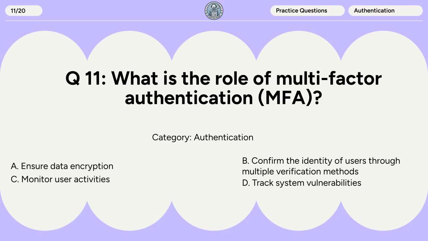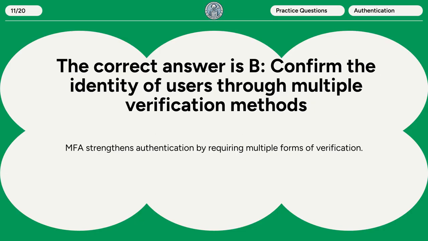Question 11. What is the role of multi-factor authentication? A. Ensure data encryption. B. Confirm the identity of users through multiple verification methods. C. Monitor user activities. D. Track system vulnerabilities. The correct answer is B. Confirm the identity of users through multiple verification methods. MFA strengthens authentication by requiring multiple forms of verification.